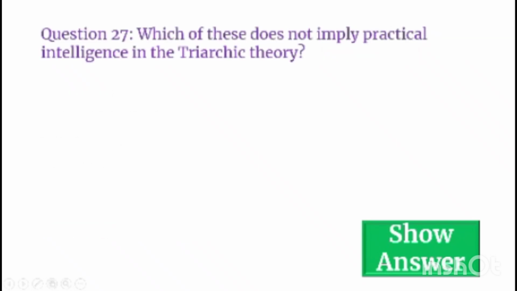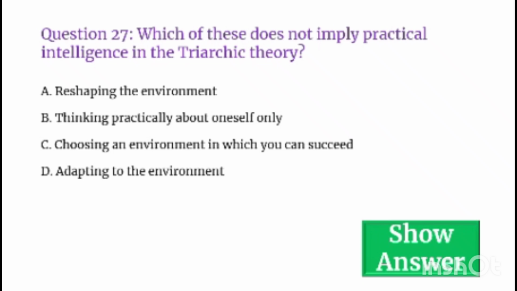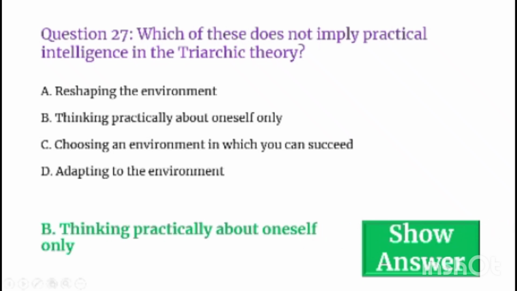The next question on your screen, question number 27. Which of these does not imply practical intelligence in the triarchic theory? Option A, reshaping the environment. B, thinking practically about oneself only. C, choosing an environment in which you can succeed. D, adapting to the environment. What would be the answer? The answer is B. Thinking practically about oneself only. This is the theory given by Sternberg.